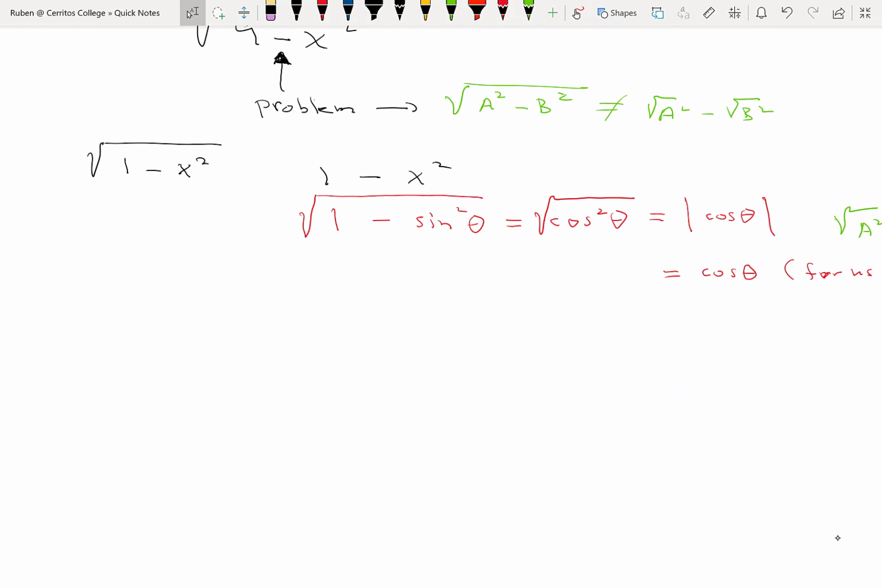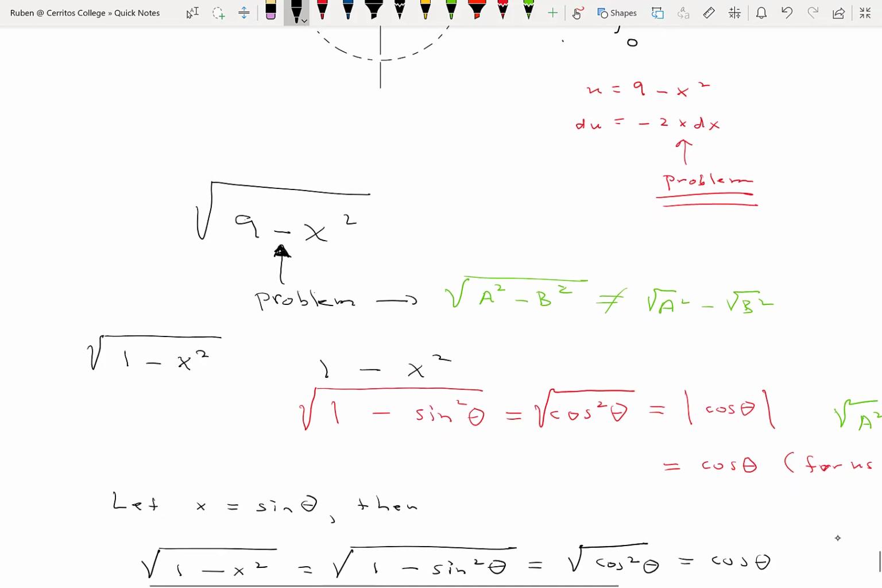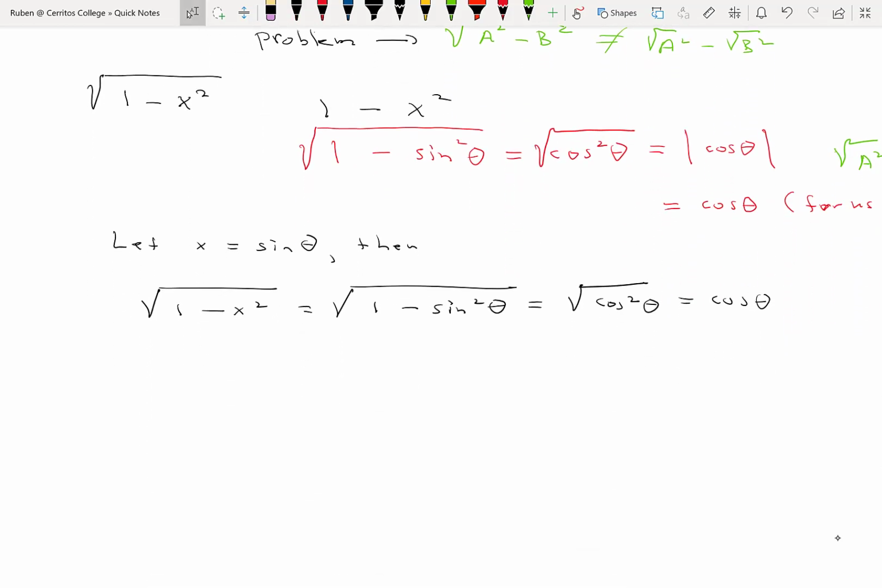So if in the expression the square root of 1 minus x squared, I let x equal sine theta, then the square root of 1 minus x squared becomes the square root of 1 minus sine squared theta, which is the square root of cosine squared theta, or cosine theta. That's the whole key to our problem. But our problem doesn't have 1 minus x squared. It has 9 minus x squared.